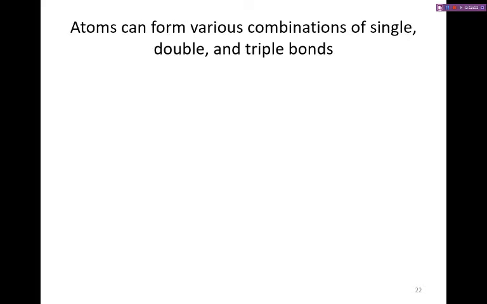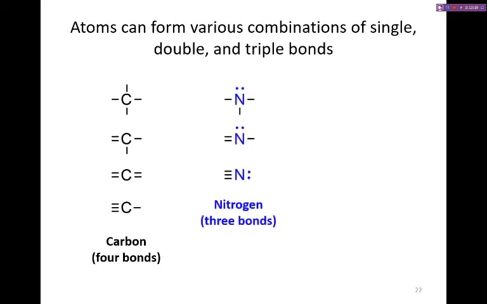As we saw already, we can form different combinations of single, double, and triple bonds. Carbon always forms 4 bonds, and it can be in any of these combinations. Nitrogen can form 3 bonds in any of these combinations, and oxygen forms 2 bonds in any of these combinations. And what we see is that these rules would apply to other elements in the same group.